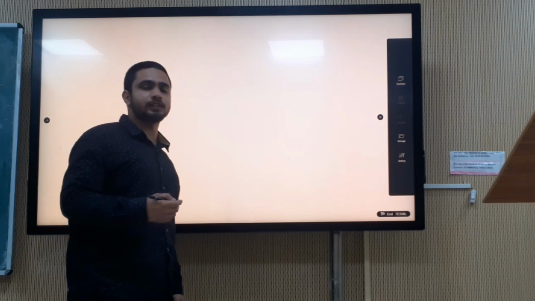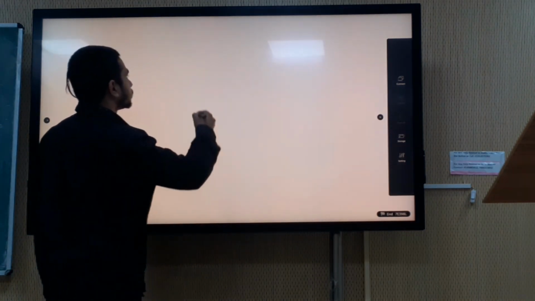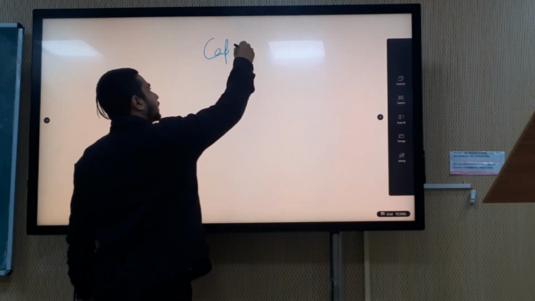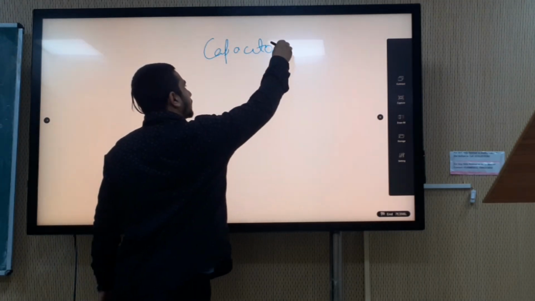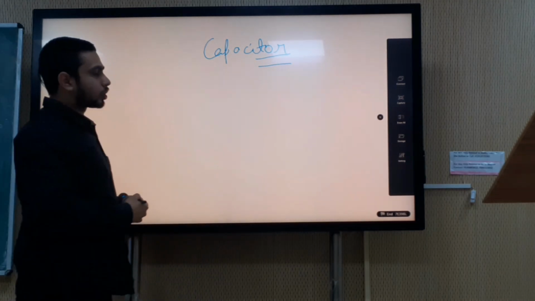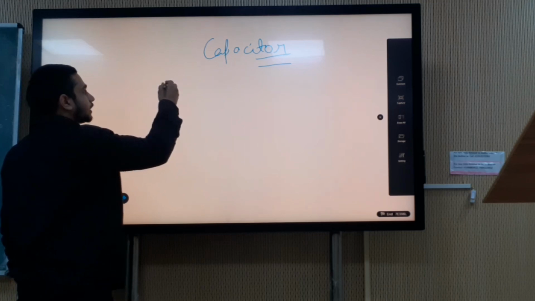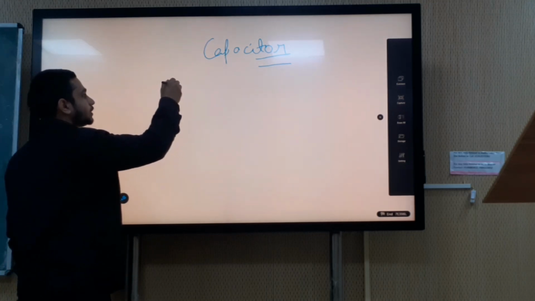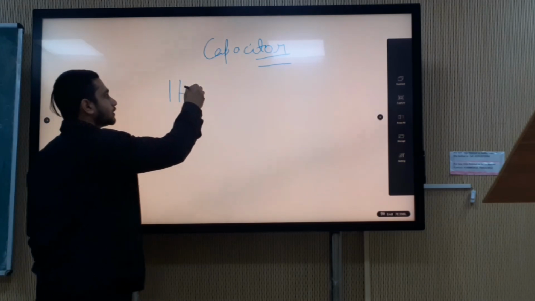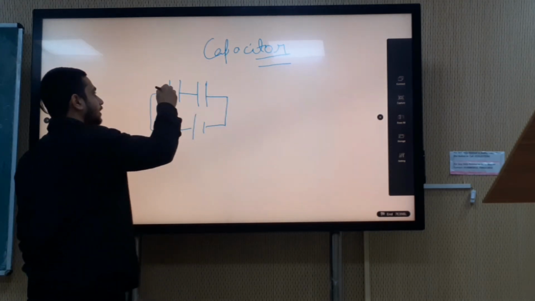Today we will see what type of questions can be asked in JEE and NEET on the concept of capacitors. So today our topic will be capacitors. What type of questions can be asked related to capacitors in the exam? Firstly, capacitors can be arranged in two types of situations: series arrangement and parallel arrangement.